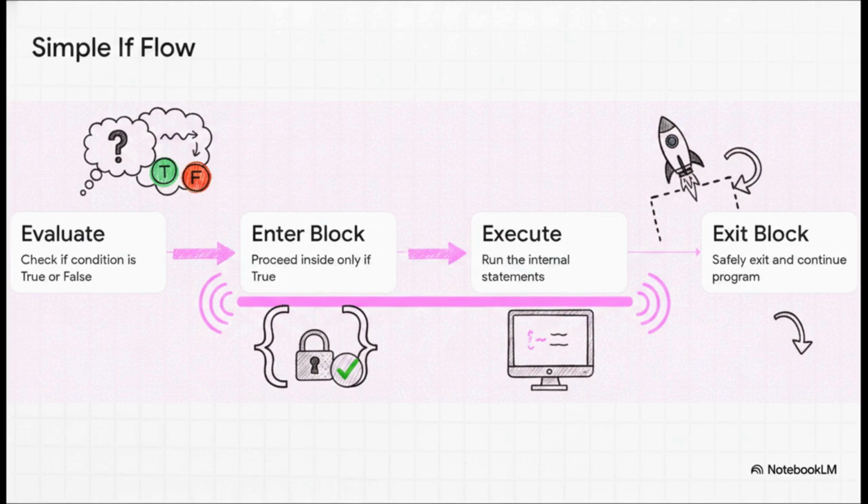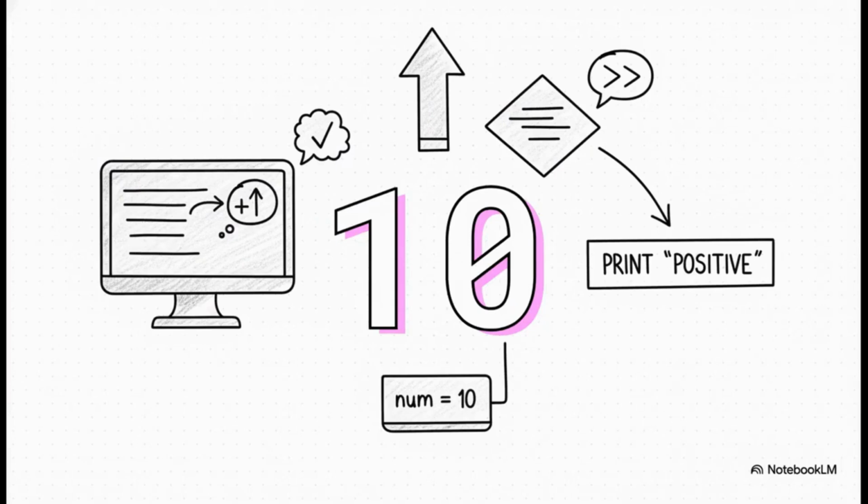Honestly, this really dispels the intimidation of coding syntax when you realize the computer is literally just following these four basic steps. Let's see this in action. Skip Uni gives us a great integer example. Imagine we declare our variable num and set it equal to 10. Our condition asks, is 10 greater than 0? Well, yes, that obviously evaluates to true. So the program successfully enters the block and prints the words positive number.